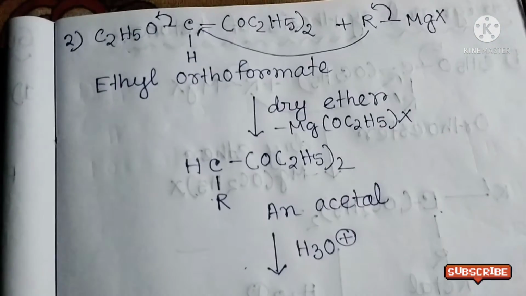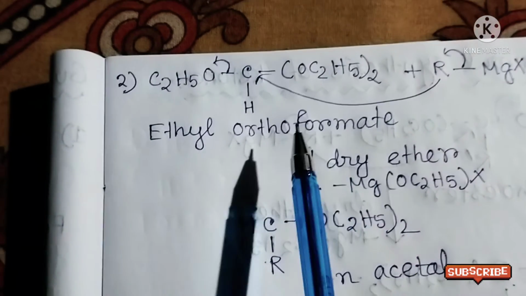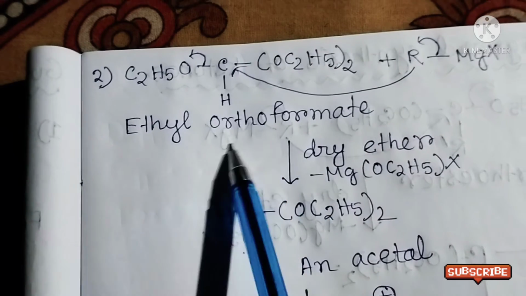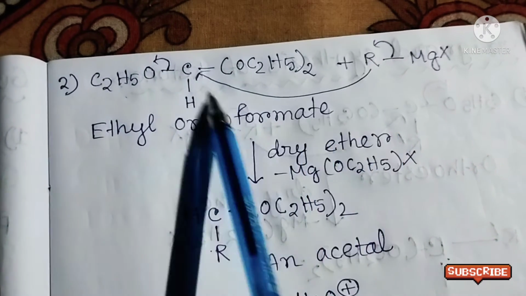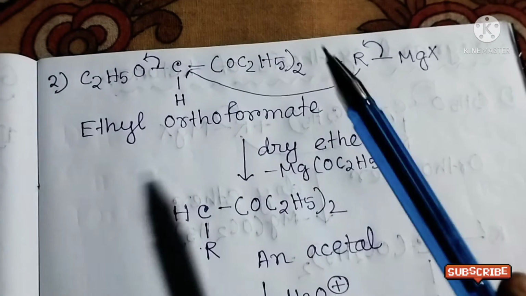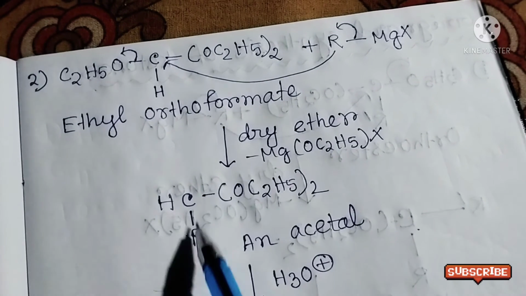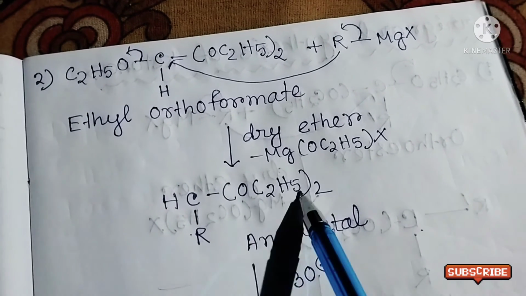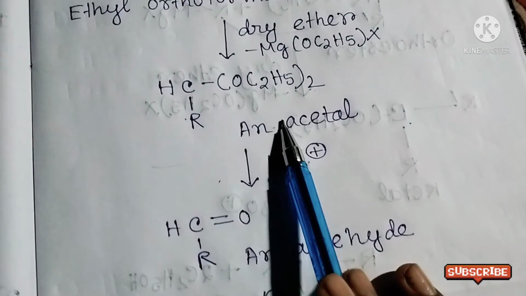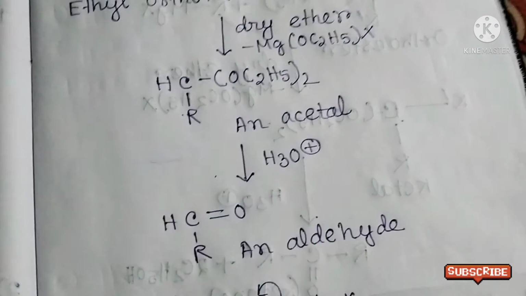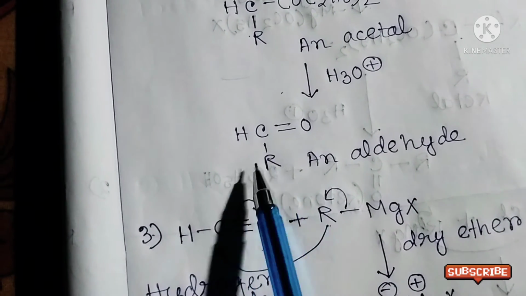Now another process for synthesis of aldehyde. Here we take ethyl orthoformate. Now here also, in the Grignard reagent this bond breaks, R will attack here, this bond breaks, and in the presence of dry ether we get RCH(OC2H5) whole twice, which is an acetal. Now when we treat this acetal with H3O plus, we get RCH double bond O, which is an aldehyde.